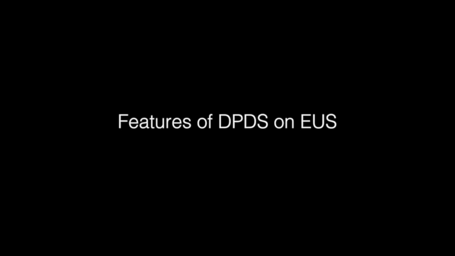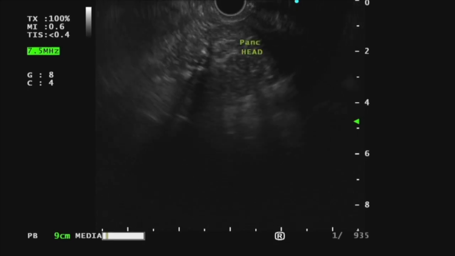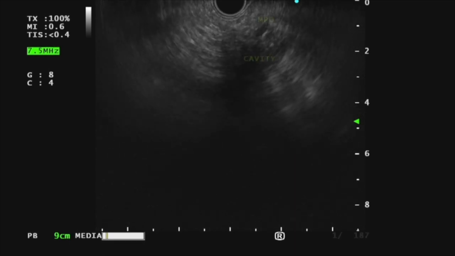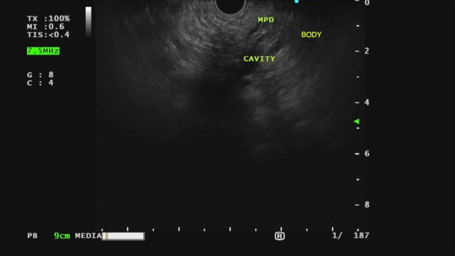On EUS examination, viable pancreatic parenchyma was visualized within the head and body of the pancreas. The collapsed walled-off necrosis cavity was visualized in the area of the neck of the pancreas, with the main pancreatic duct terminating into this area of collapsed cavity. These features were pathognomonic for disconnected pancreatic duct syndrome.